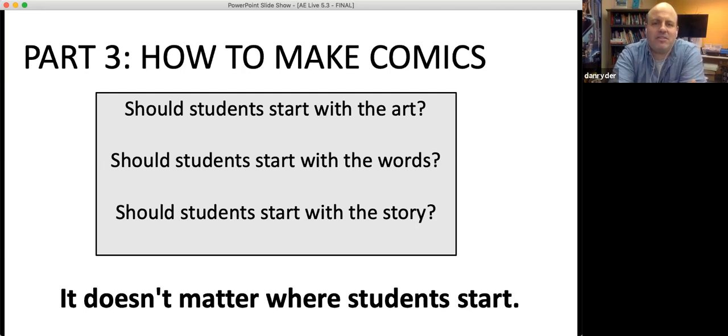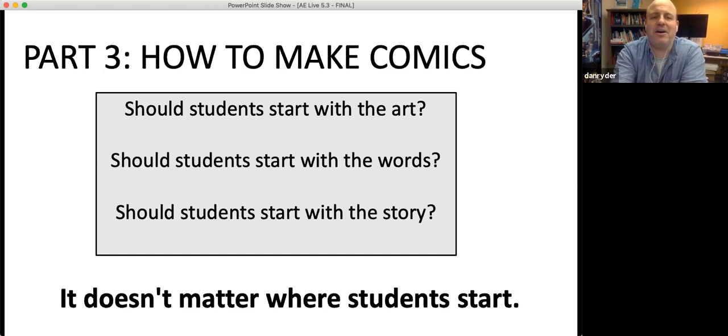In fact, professional comic book artists and creators start at all different places. Some of them start with just a story, and then after they come up with the story, they draw all the pictures, and then they write all the words. That was actually how some of the first superhero comics were made. Now there's a lot more creators who write the entire story first, all the words, all the dialogue, and then they do the art. And there's even some who work back and forth and start with the story a little bit, and then they make some words, and then they add some dialogue, and then they do some art. It doesn't matter where your students start. What matters is that they're able to express their ideas.